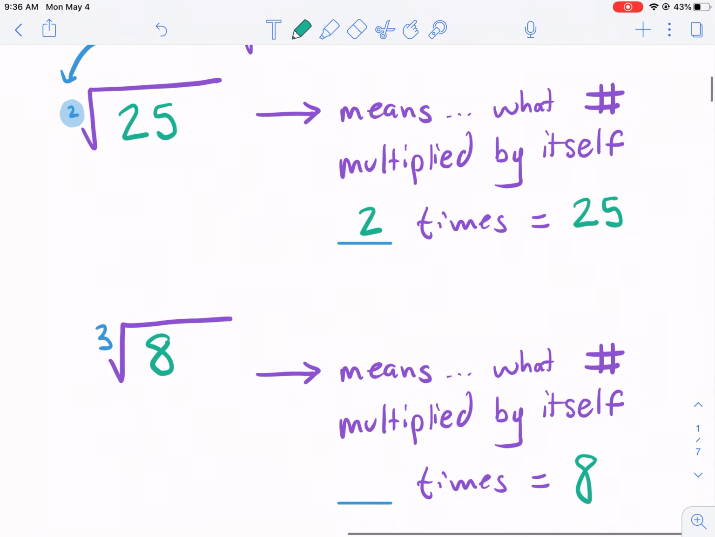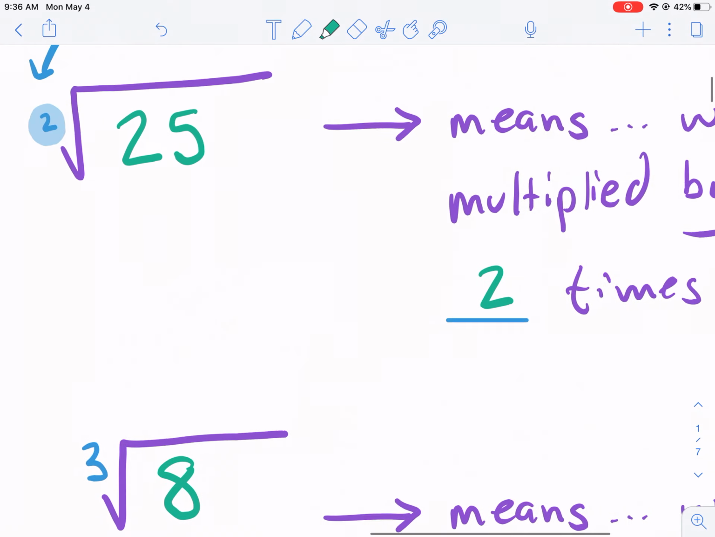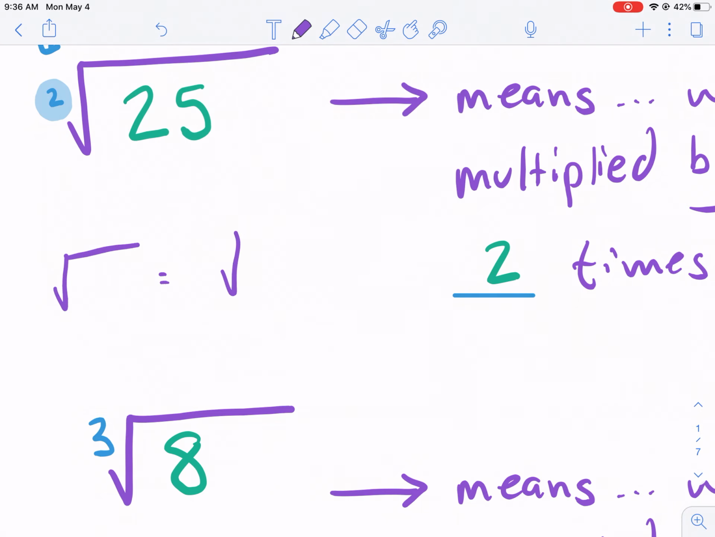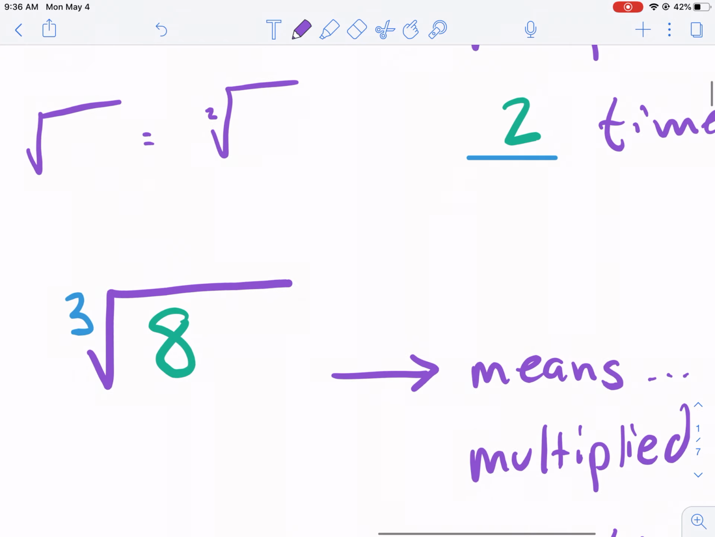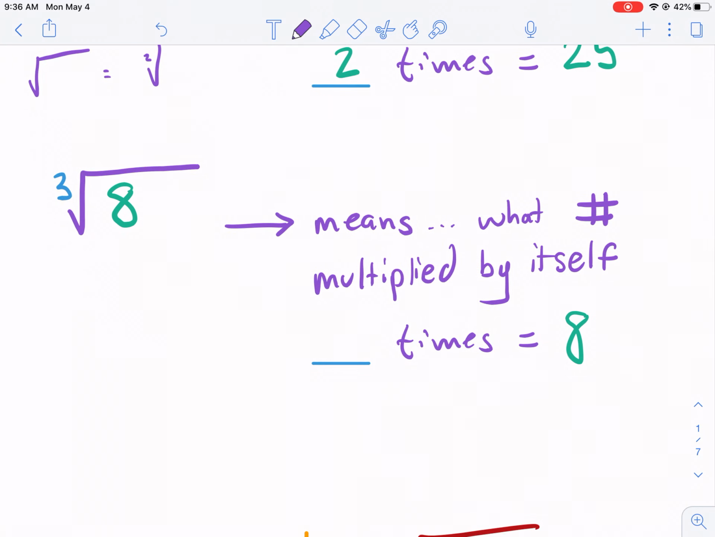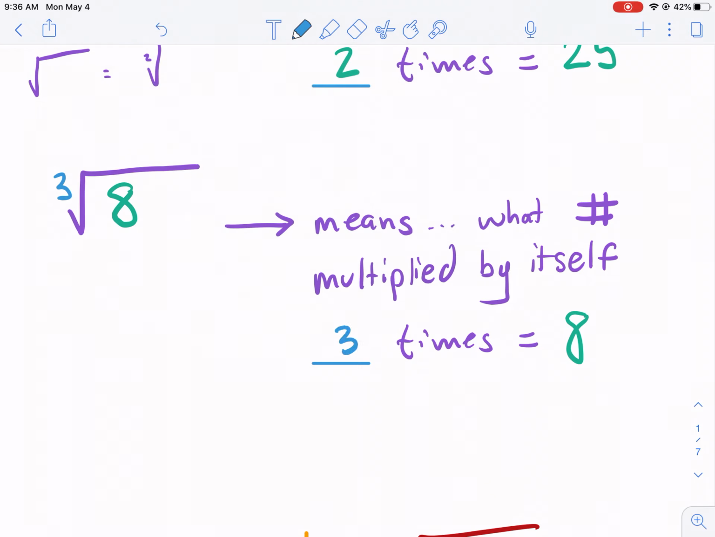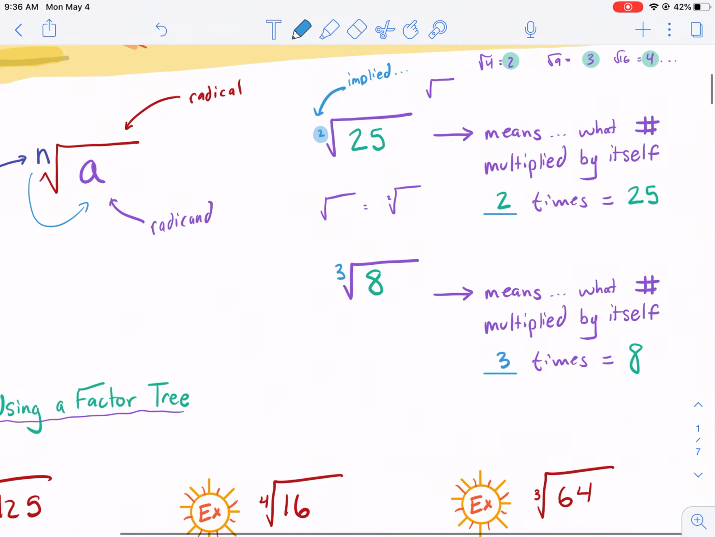Now let's go to a different radical. We still have the radical, the check mark, but now we have a different number there. Instead of no number, and no number means 2, if we have this, it's equal to this. It's the same thing. But now we have a 3. So what does that mean? It means what number multiplied by itself 3 times equals 8. That's what the index indicates. It indicates how many times the number needs to get multiplied by itself to equal the radicand.